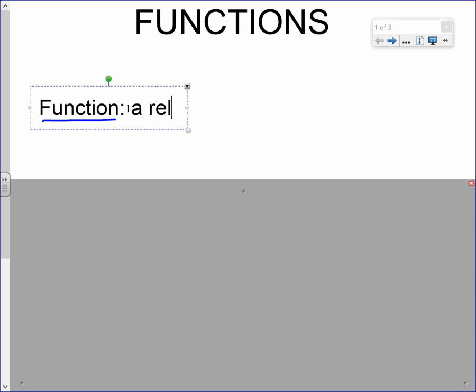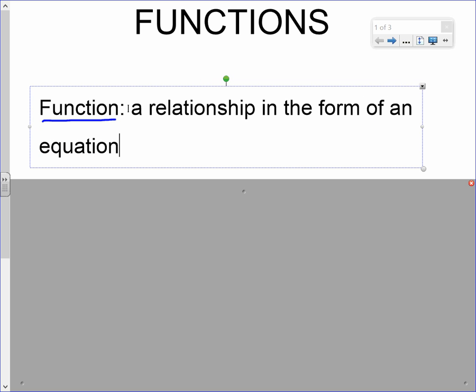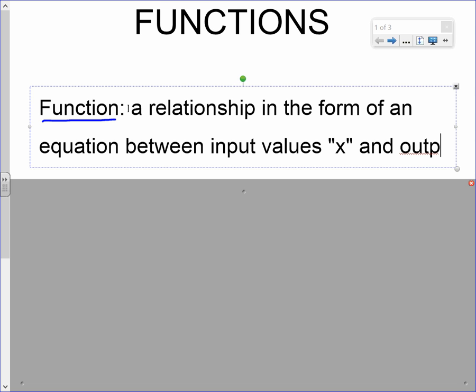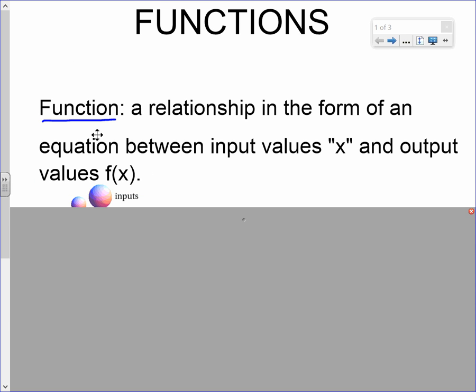Here it is, a relationship in the form of an equation between input values x and output values f of x. A relationship in the form of an equation between input values x and output values f of x.